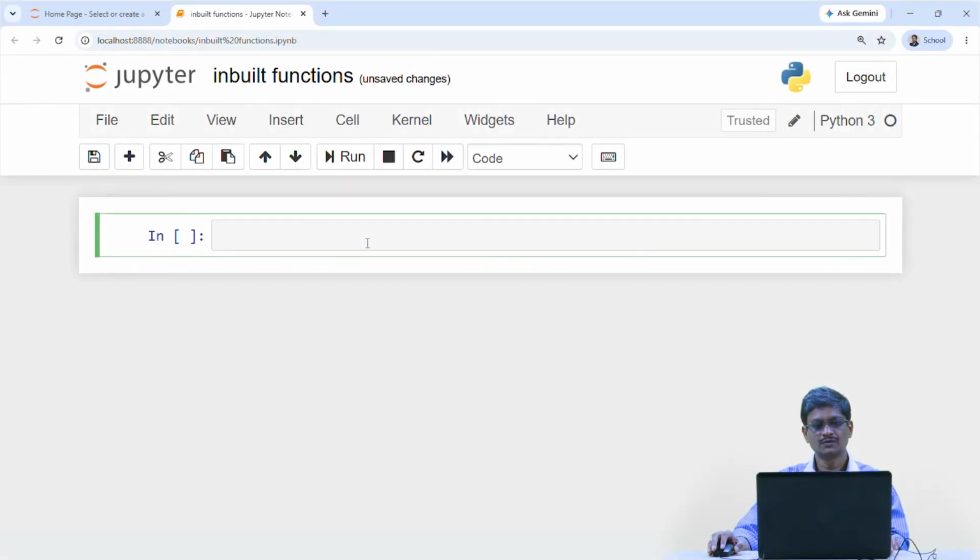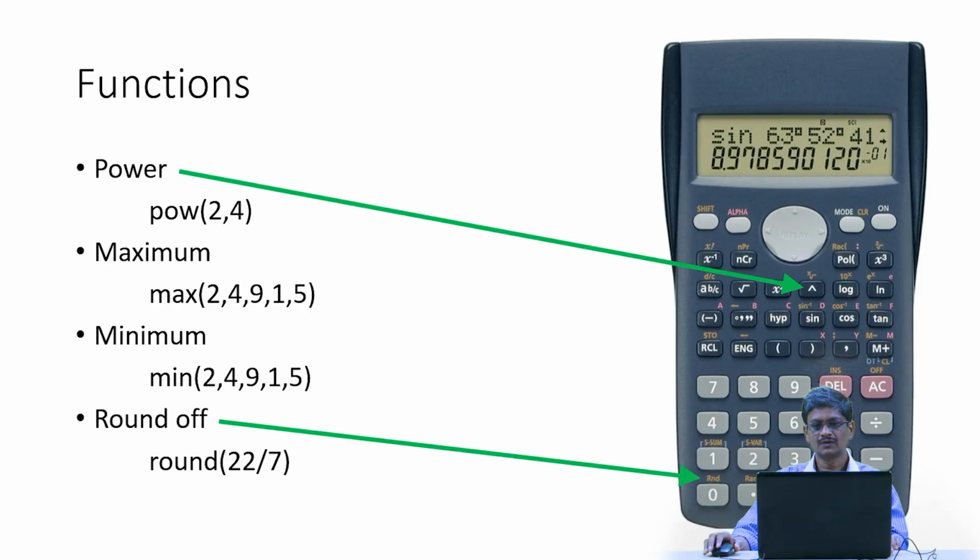In this module, we will see inbuilt functions that are available in Python. To understand what inbuilt functions are, let us see our calculator. In our calculator, there are so many buttons. Behind every button, there is a lot of calculation going on. Imagine that these functions are nothing but those buttons available in the calculators, and those buttons, those functions, are very handy when we are going with a huge amount of calculations.